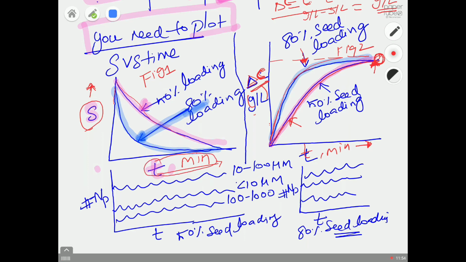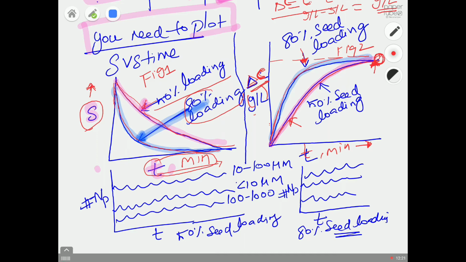What you can see is you have 50% loading. You see the supersaturation is consumed very slowly when you use a 50% loading. But when you use an 80% seed loading, the supersaturation will be consumed faster, which means we are speeding up the reaction. So that's speeding up the whole crystallization kinetics.